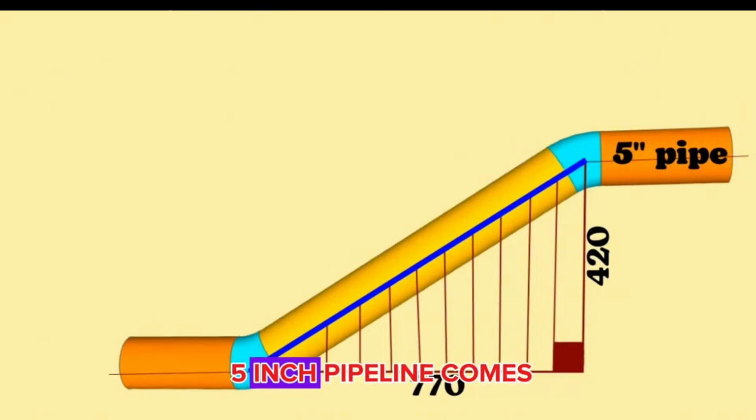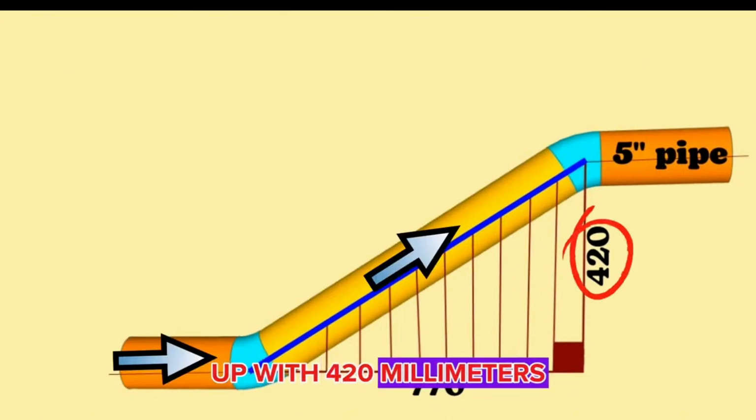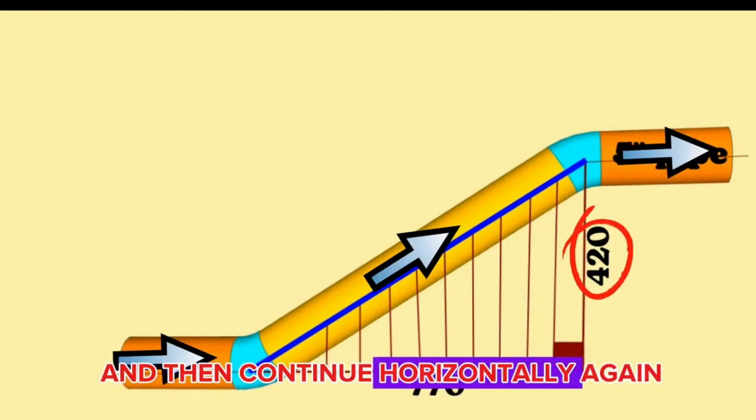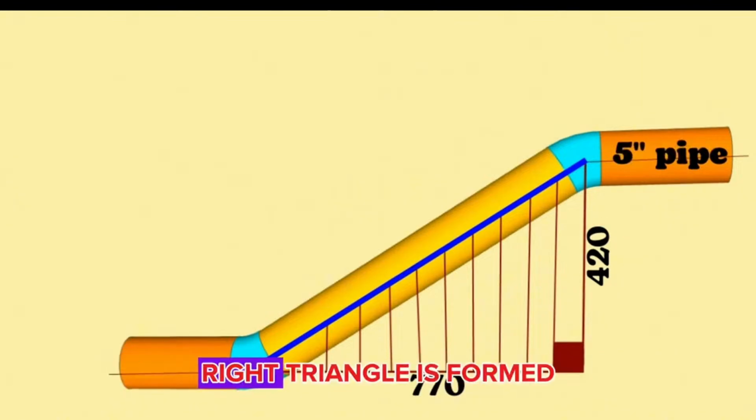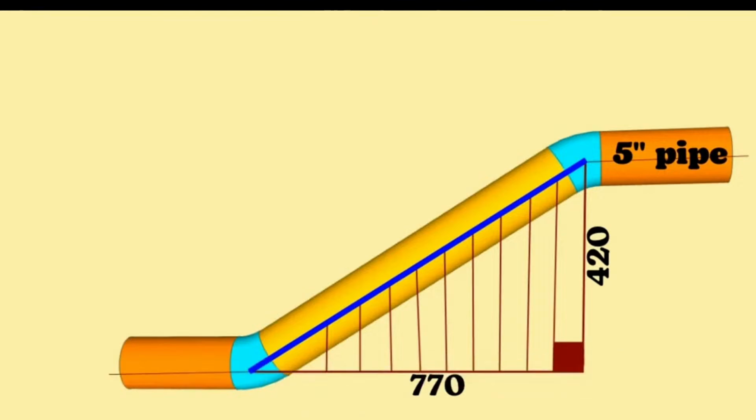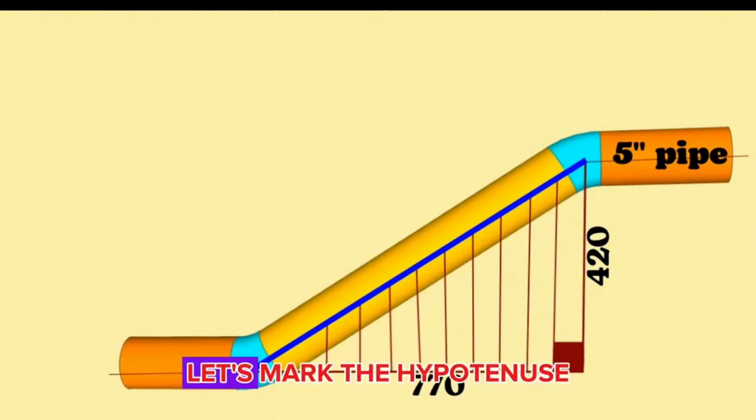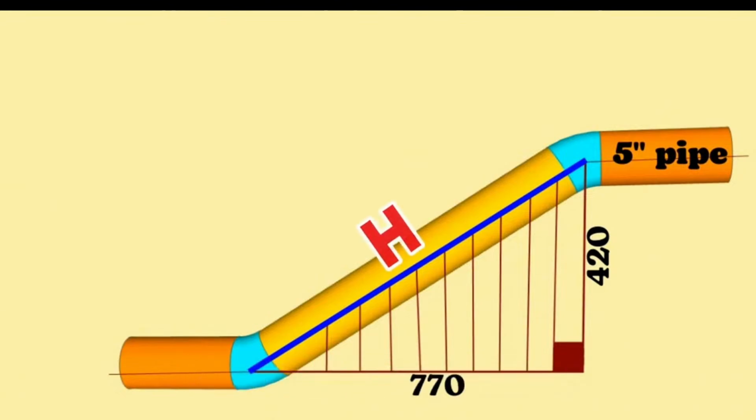As you can see, the 5-inch pipeline comes first horizontal, then vertical up with 420 mm, and then continues horizontally again. A right triangle is formed with dashed lines after the pipeline rises vertically obliquely 420 mm. The hypotenuse of this right angle triangle is the distance between the elbows in the pipeline. Let's mark the hypotenuse of this vertical right angle triangle with the big letter H. Now let's begin to find the hypotenuse of the vertical right angle triangle.